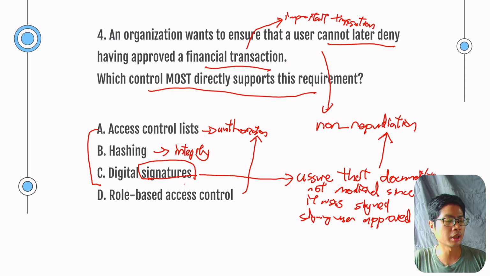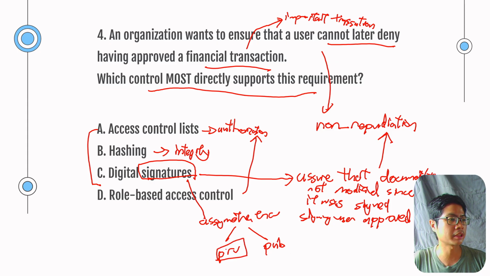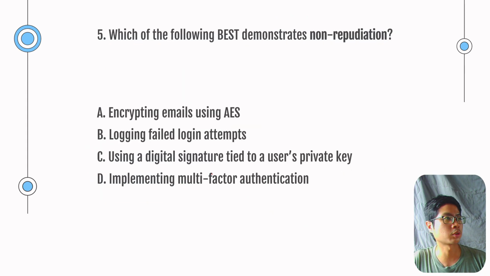We'll take a look a little bit more into detail into this slightly later, but how it's achieved is via something called asymmetric encryption, where there is both a private key and a public key. Since only that user has access to his private key, and that private key is used to sign, the public key is used to verify, that proves that only that user would have performed this transaction. So in this case, it is actually C. Okay, moving on to the next question.